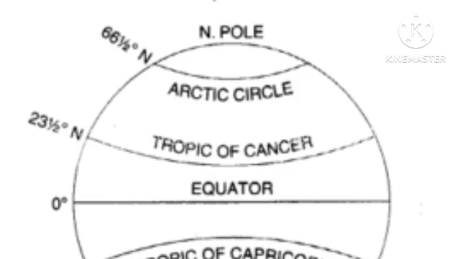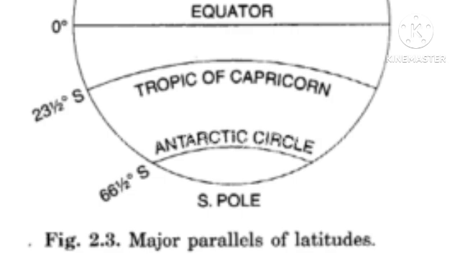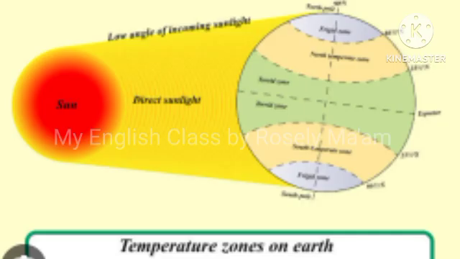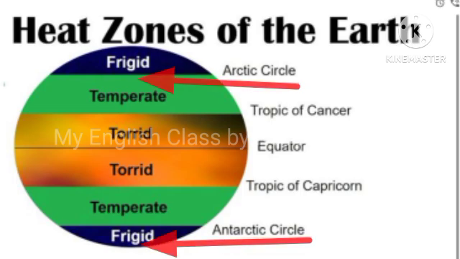Other key lines are the tropics of Cancer and Capricorn, 23.5 degrees N/S, and the Arctic and Antarctic circles, 66.5 degrees N/S. Latitude strongly affects climate because it determines the angle at which sunlight hits the Earth. Low latitudes, near the equator, direct sunlight equals hot temperatures. Mid latitudes, between tropics and circles, slanted sunlight equals moderate temperatures and distinct seasons. High latitudes, near the poles, very slanted sunlight equals cold temperatures and extreme day-night lengths.